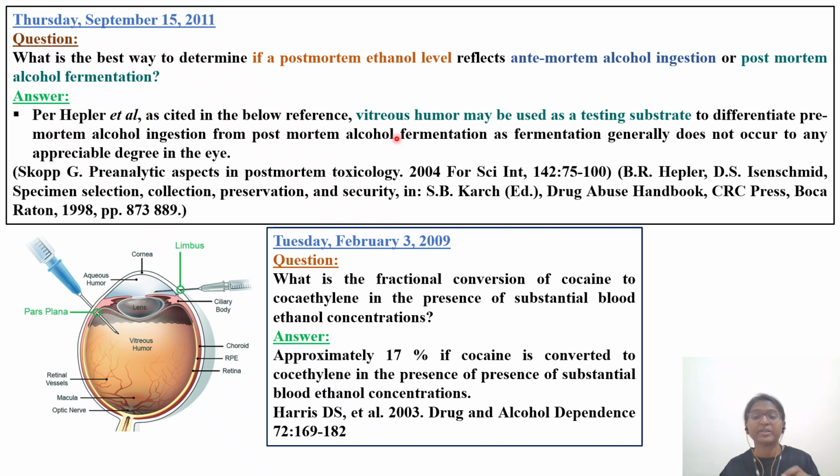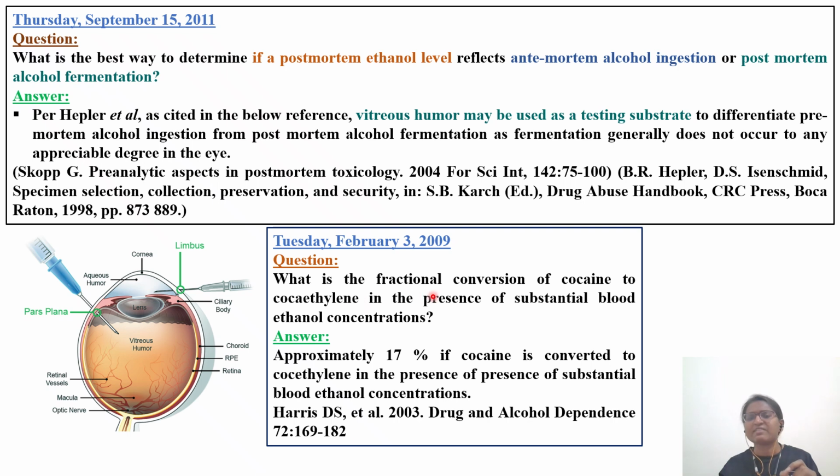The best way is to collect the sample from vitreous humor. So vitreous humor may be used as a testing substrate to differentiate pre-mortem alcohol ingestion from post-mortem alcohol fermentation, as fermentation generally does not take place in your eye. So the alcohol which was there before death will be there, not alcohol from fermentation of the dead body.